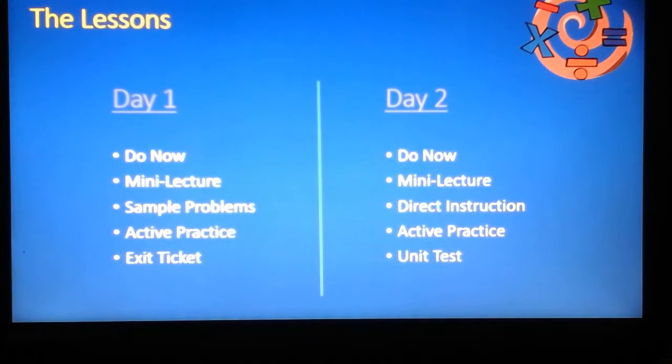The 2 days of lesson were structured similarly. Do nows, mini lectures, and active practices with the unit test given on the final day of instruction. Adjustments were made as I planned from one day to the next, and as I received student data and teacher input that informed me as to how to improve on active practices for this group of students.